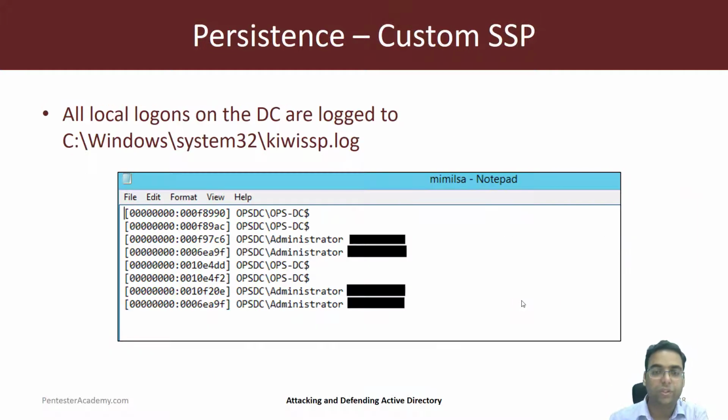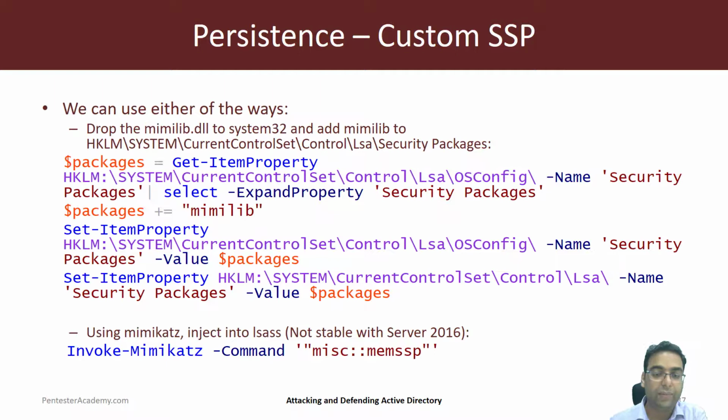Once the machine is rebooted, we will have a log of all the local logons and service account passwords, etc., in the system32 kiwissp.log file, right? So an interesting way to get credentials of domain admins in clear text. Another method is to inject into LSASS. We can simply use Invoke-Mimikatz -Command misc::memssp on the domain controller, and we should get the same results without a reboot.